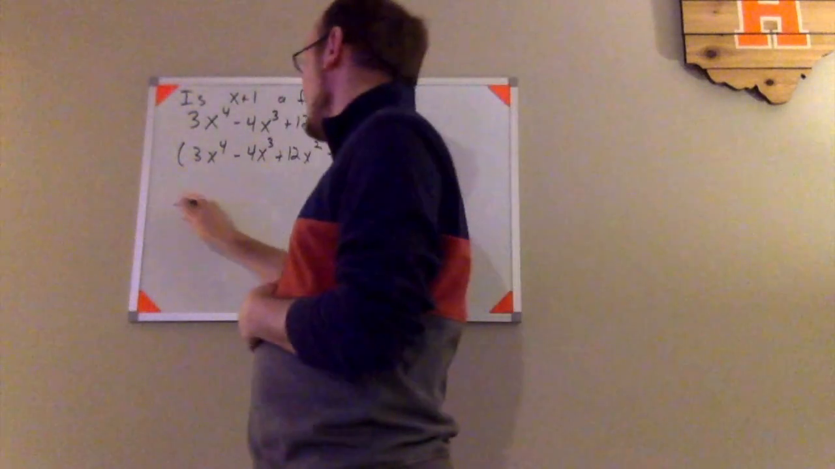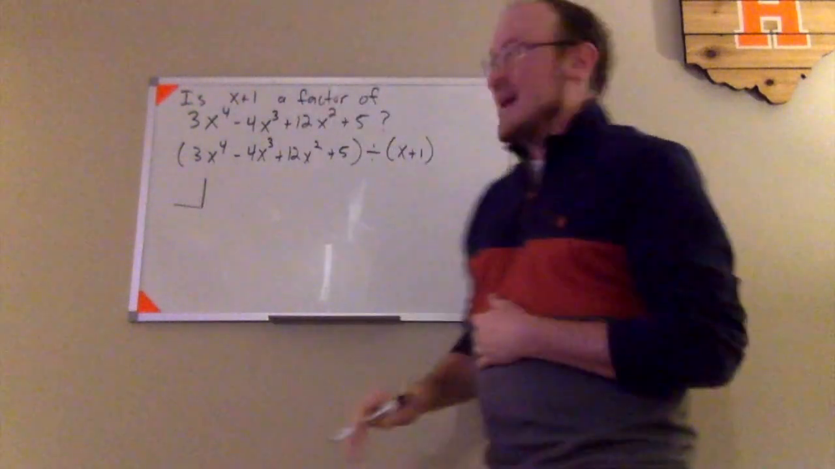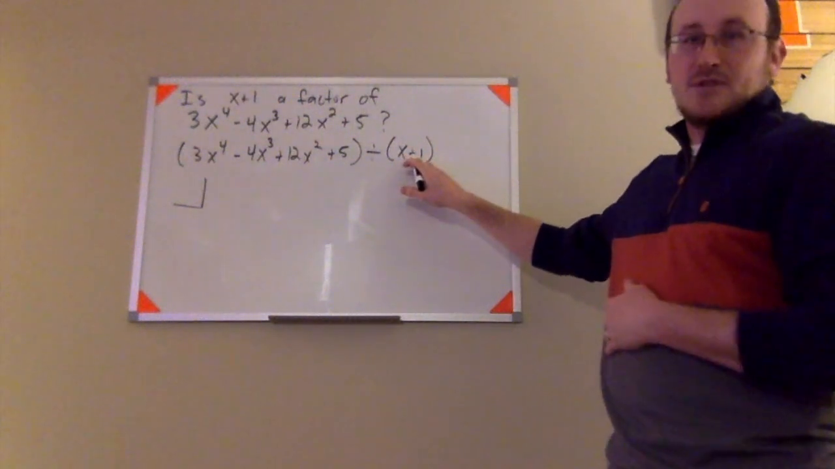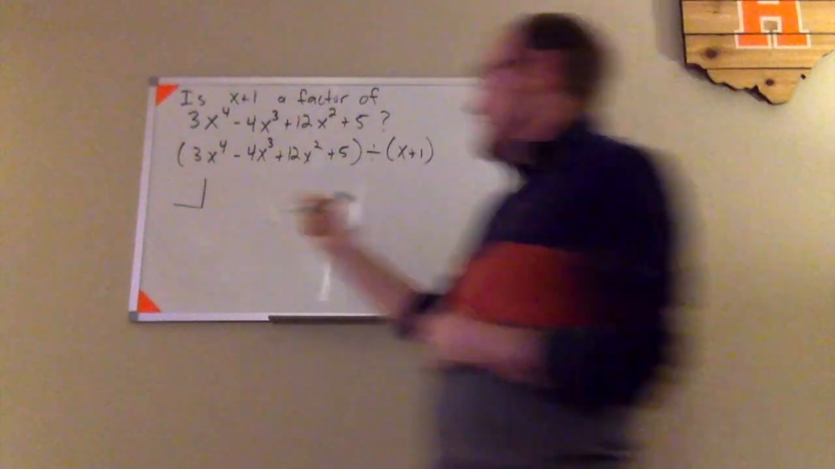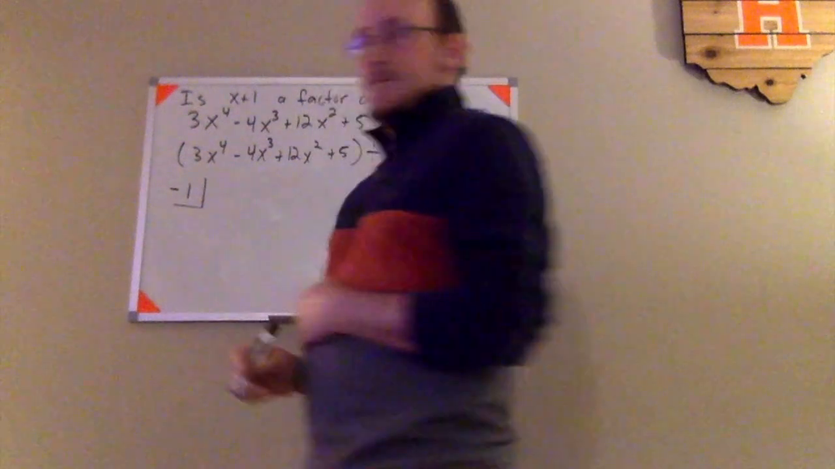I need to set up a number over here in the box. Again, remember that number is the opposite of what you see over here. Here I see x plus 1, so that number needs to be negative 1.